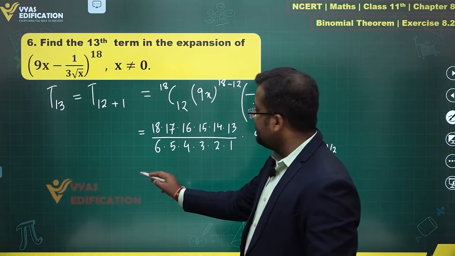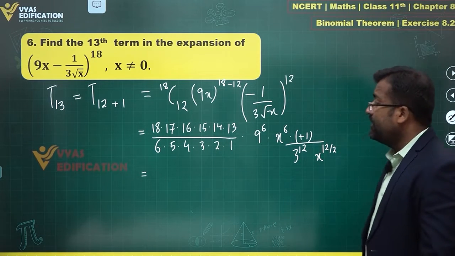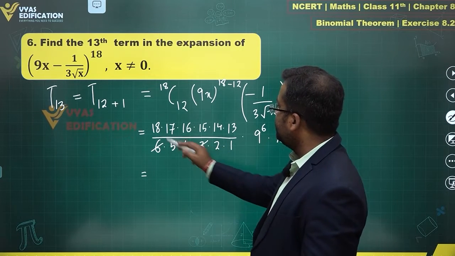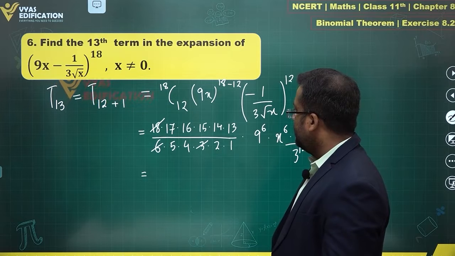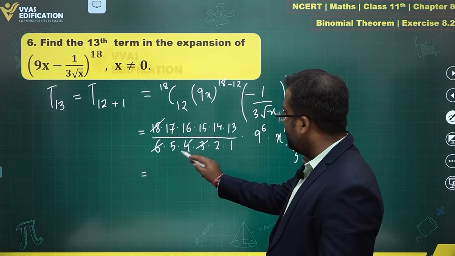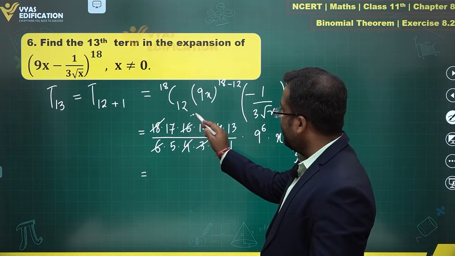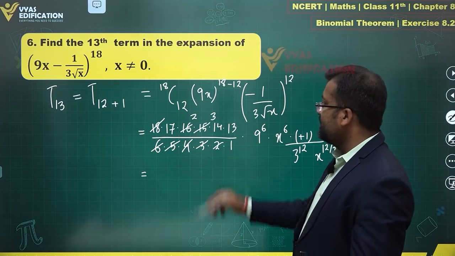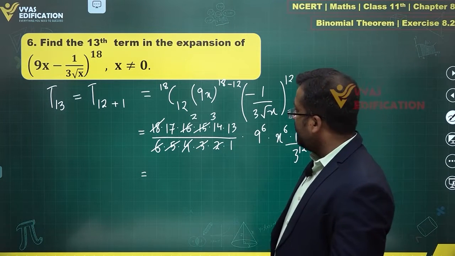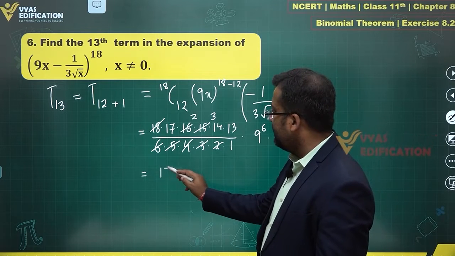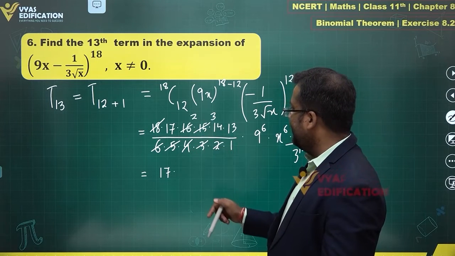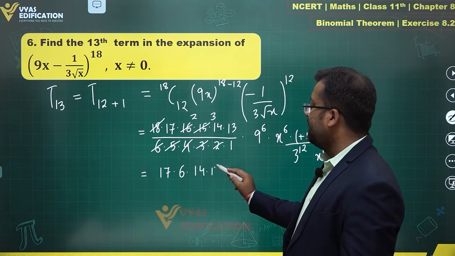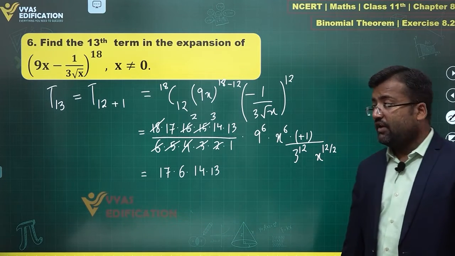We just have to find this expression. Let's do it. What do I have over here is 6 times 3 is 18. This gets cancelled. Then you have a 4 and a 2. 4 times 2 is 8, which gets cancelled over here. Then you have 5 times 3, which is 15. So what remains? 17 remains. 2 times 3 remains, which is 6. 14 remains and 13 remains. This is what we have remaining over here.